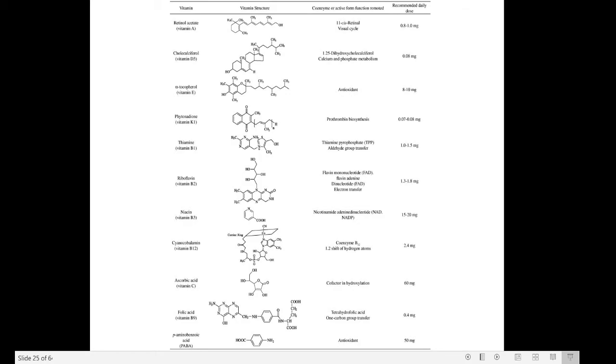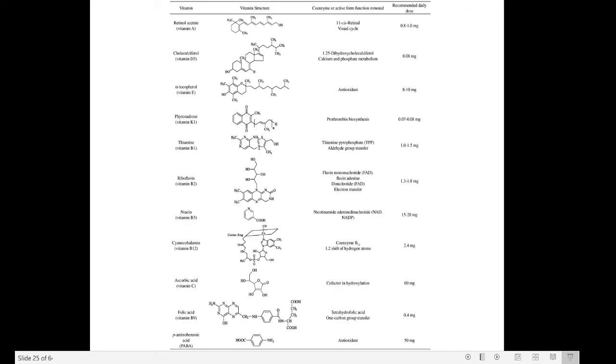So please listen to this. Thiamine is vitamin B1. It helps in thiamine pyrophosphate group transfer, the pentose phosphate pathway. Riboflavin is vitamin B2. It helps in FAD electron transfer. Then niacin is vitamin B3. It helps form nicotinamide adenine dinucleotide.